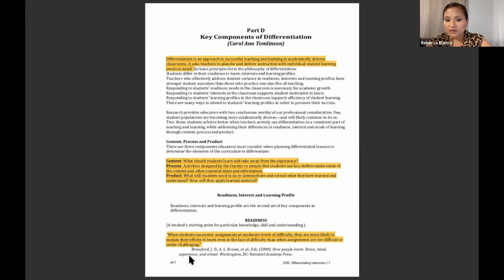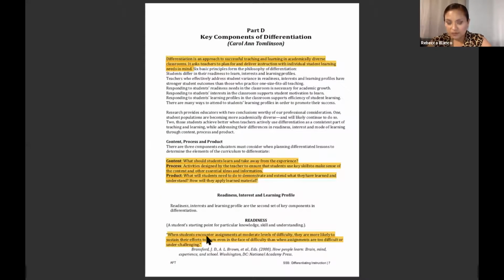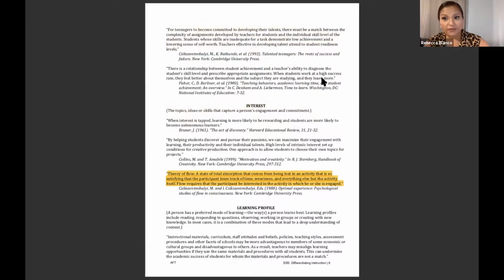Then when we're talking about readiness, right? One of the things that I really liked reading here was, when students encounter assignments that are moderate levels of difficulty, they are more likely to sustain their efforts to learn even in the face of difficulty than when assignments are too difficult or underchallenging. So again, you're looking at their readiness, how they're learning, where they're at, being respectful of what they're doing with their learning, right? Where they're at, meeting them.